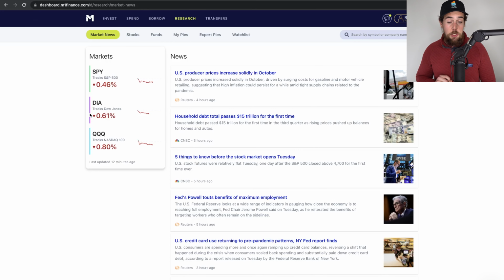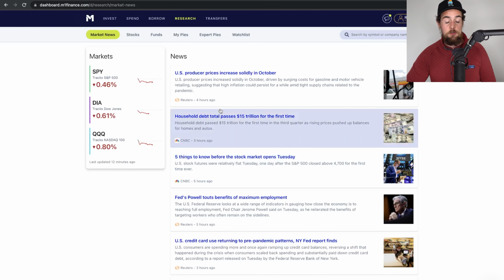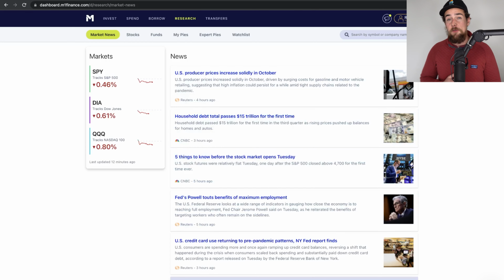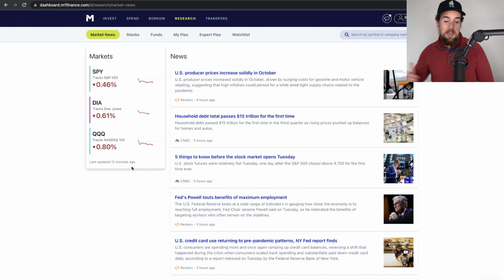The very last thing I'm going to show you guys here is the research section of the desktop platform. You can do the same thing on the app, but I prefer to do this on desktop just so I have a better time reading. Right on the front page here under research, you're going to get a news stream with relevant articles related to the stock market, as well as performance of the overall stock market indexes.